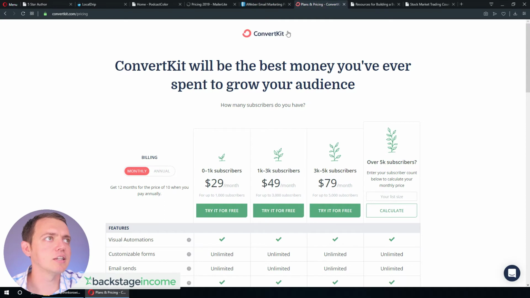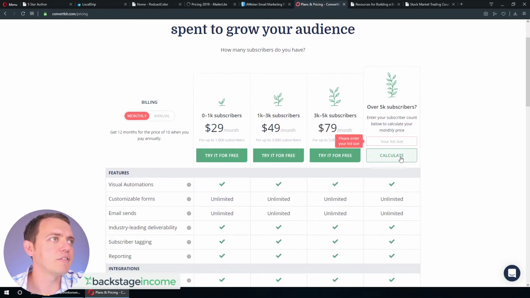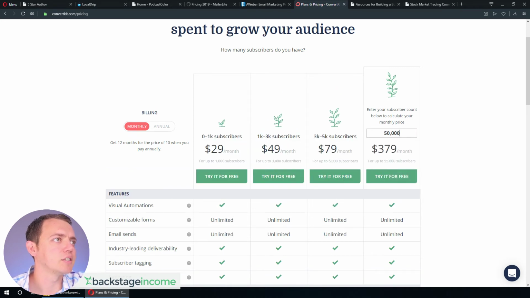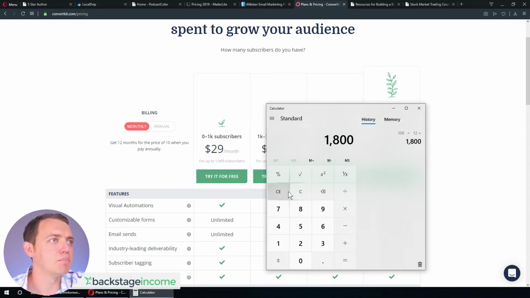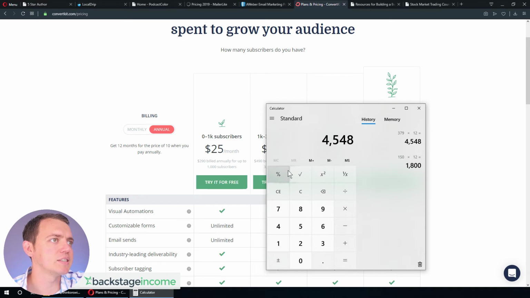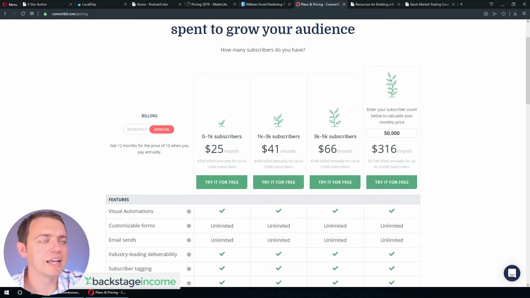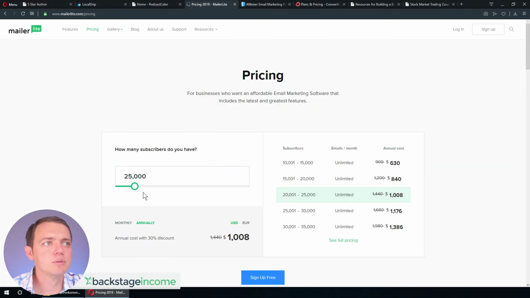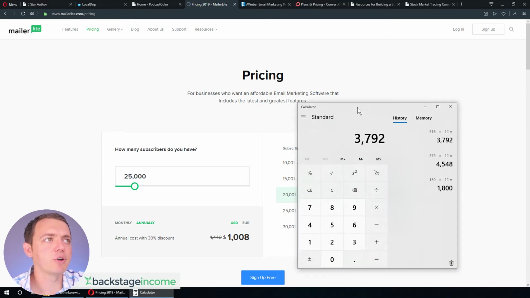And then let's look at ConvertKit over 5,000. Let's do 50,000. It's going to give you about $379 a month, which if you take that times 12 is about $4,548. And if you go annually, $316. So it's still quite a lot. So 316 times 12 months, you're looking at $3,792. So compare that to $1,000, paying 3 to 4 times as much.